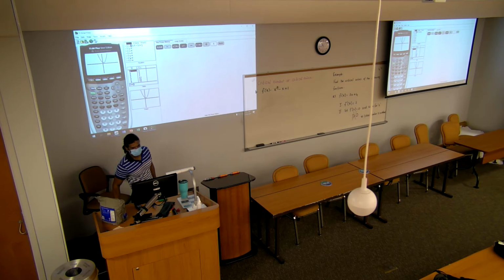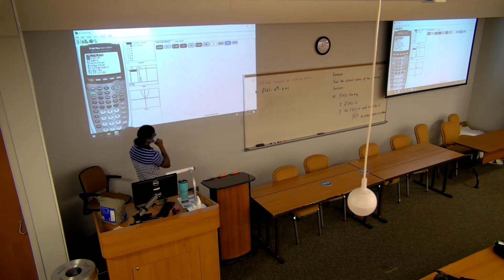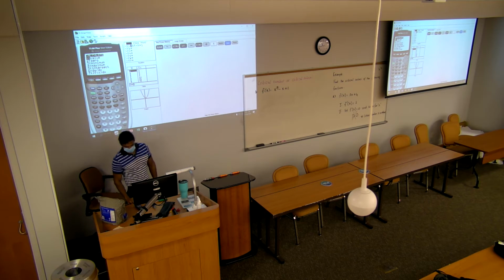Now, if you press second trace, which would take you to a set of options, and you scroll down, what do we see in the picture? We see minimum in the picture, right? So let's hit 3. And it is going to ask you for 2 endpoints to make a guess. So I'm going to go to the left of the minimum that I see, hit enter, move to the right of the minimum that I see, hit enter, and I'm going to make a guess.